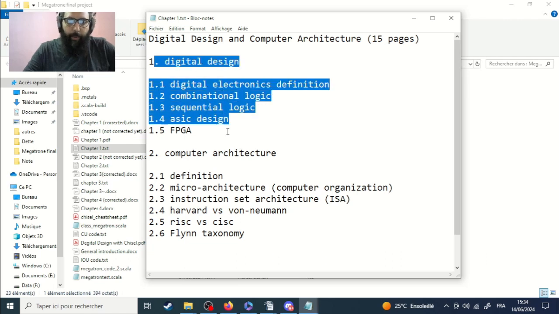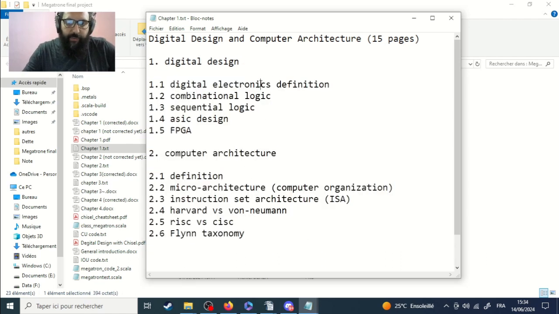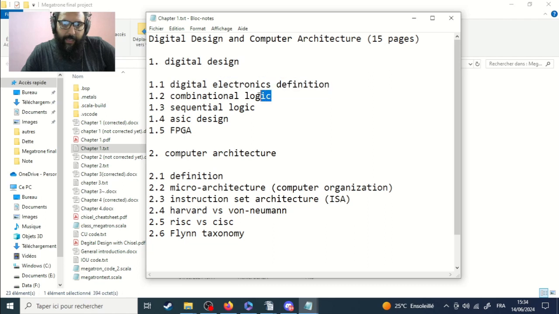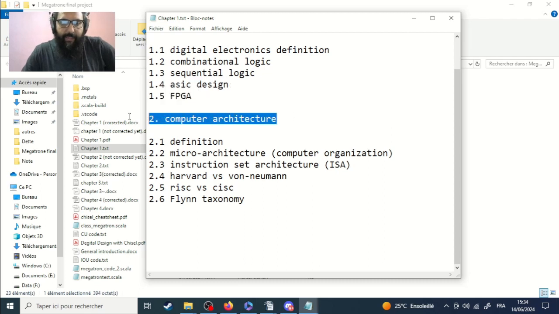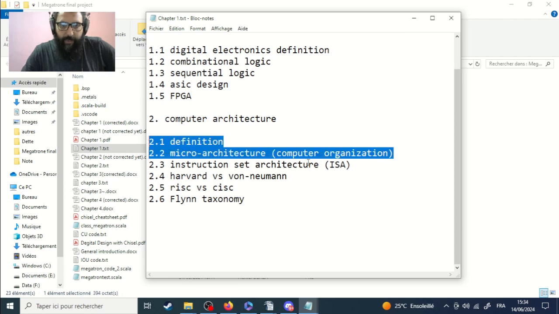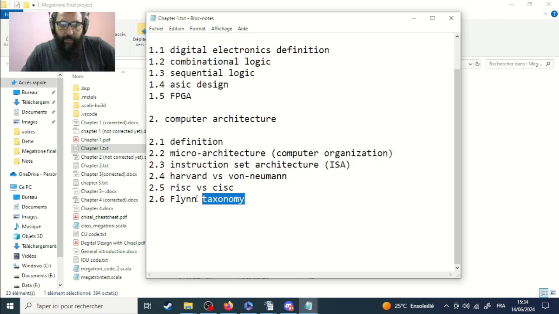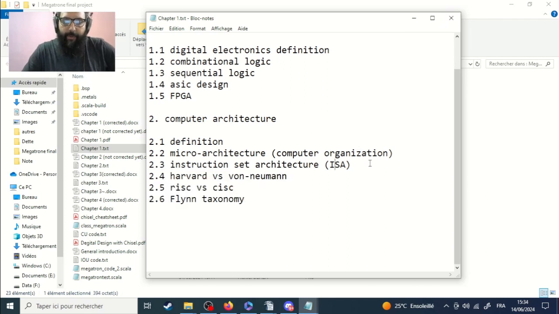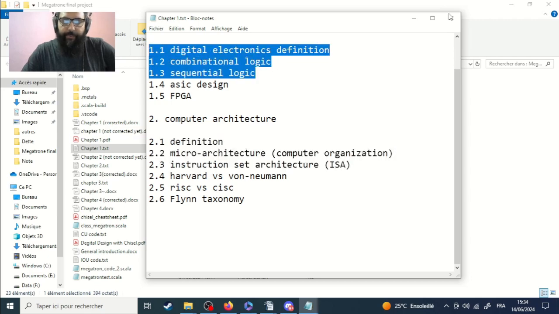You have to take the main points here. For instance, this definition. You have to add this definition. What is digital electronics? You have to give this one. Those two are not important. And the computer architecture, you have to take the definition. Microarchitecture, instruction set, those are not important. You have the first three, this one, and the first three.